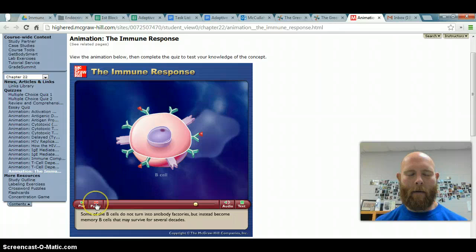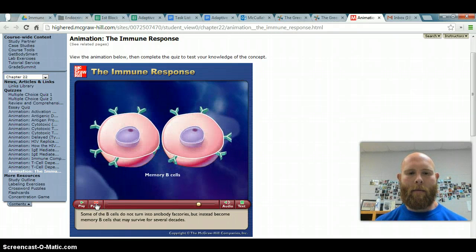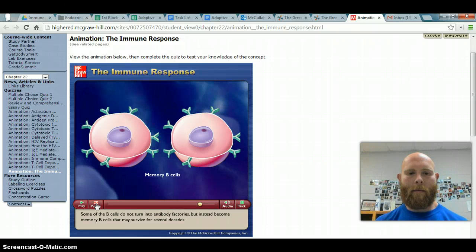Some of the B cells do not turn into antibody factories, but instead become memory B cells that may survive for several decades. So just waiting in the wings in the shadows, you have these other B cells that don't turn into plasma cells to make antibodies. Instead, they turn into memory B cells. They have these receptors that will recognize that same antigen should it ever come back into your body again. And the benefit of this is that it helps create a faster, speedier, stronger immune response.